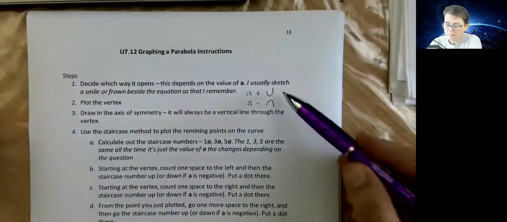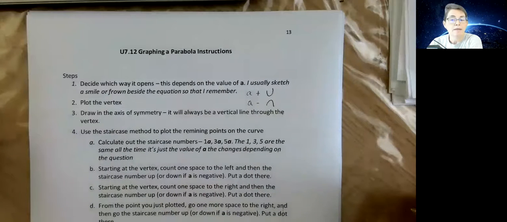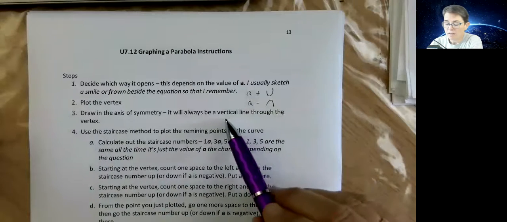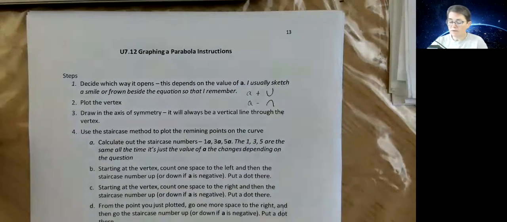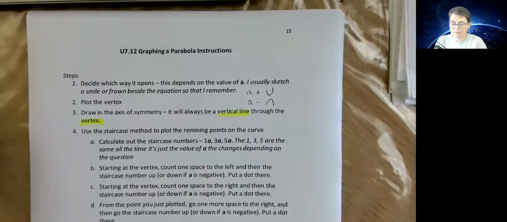Okay, so we do a sketch, we plot the vertex. Depending on which equation you've got, you either just pick P and Q, or you have to use the formula and then do calculations if it's in standard form. Your axis of symmetry is always a vertical line and always goes through the vertex. So this is nothing new.